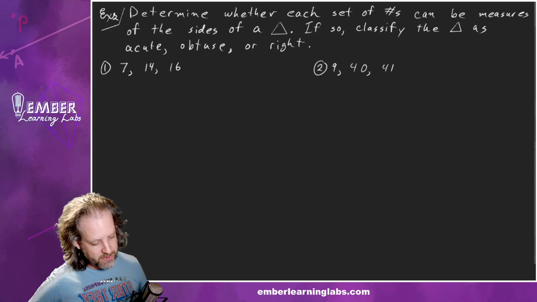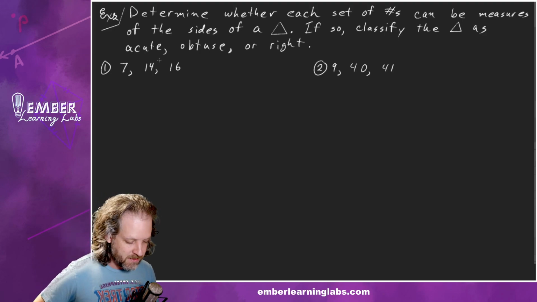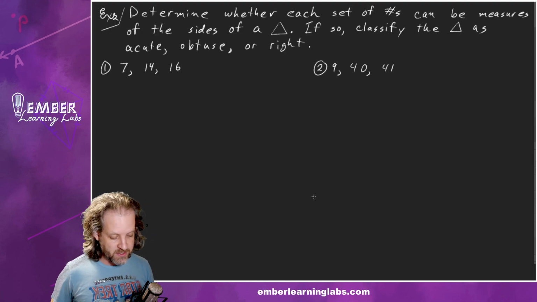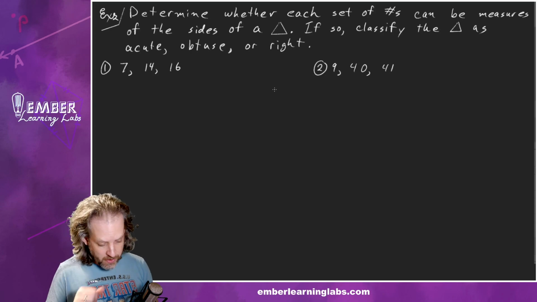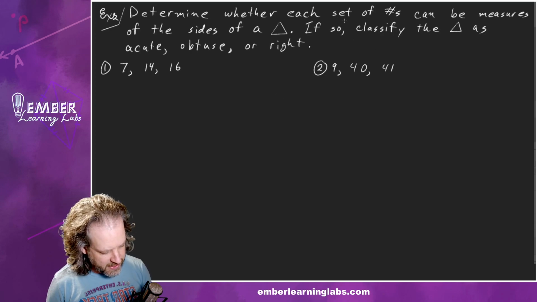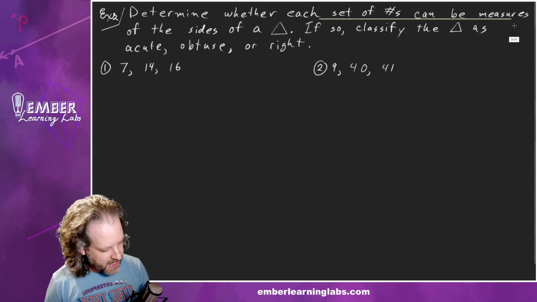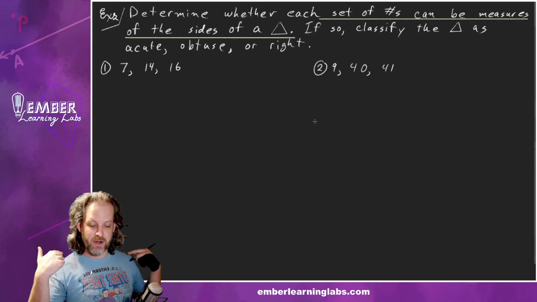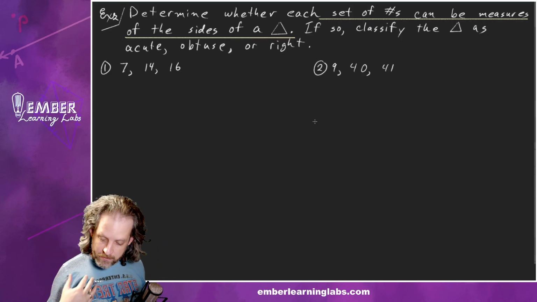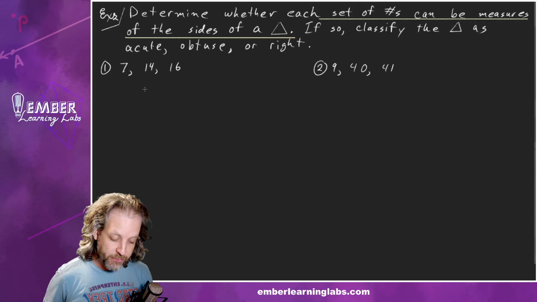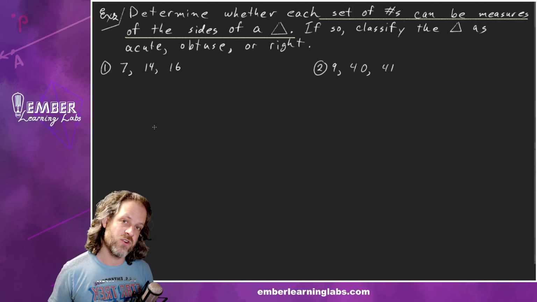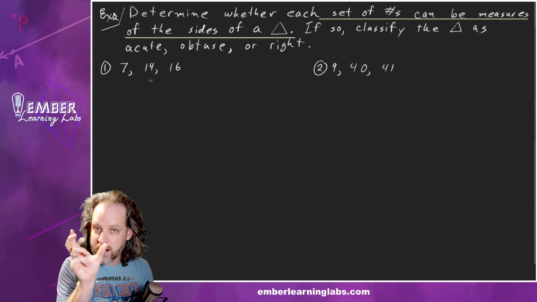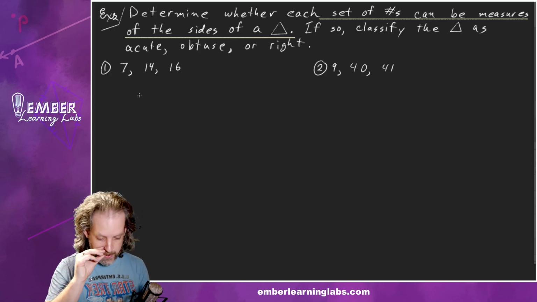So, determine whether each set of numbers can be measures of the sides of a triangle. If so, classify the triangle as acute, obtuse, or right. So this first part, whether each set can be measures of the sides of a triangle, we've got to go back in our memory and remember, right? In order to determine whether 3 numbers can be a triangle, the sum of each pair of 2 has to be greater than the third one, right?